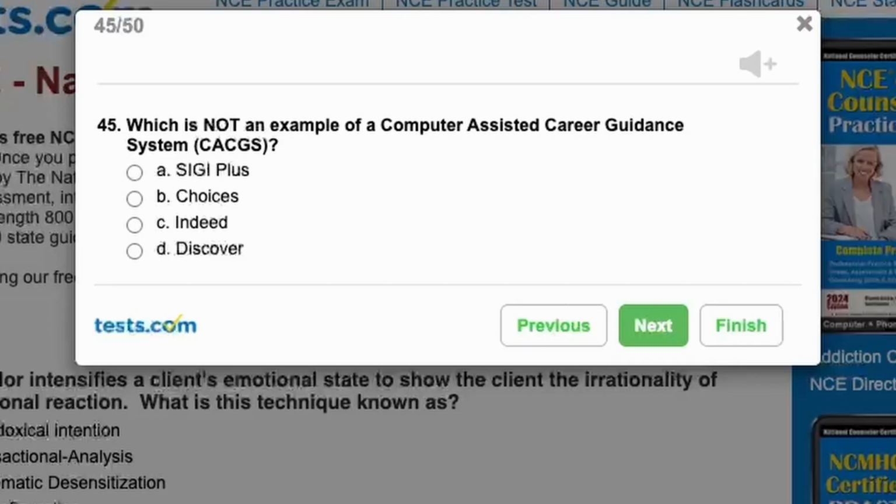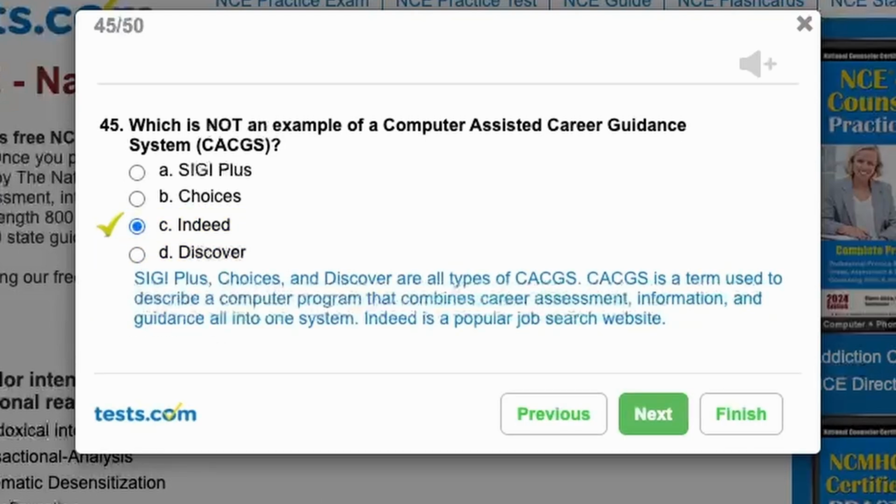Which is not an example of a computer-assisted career guidance system, or CACGS? A. Siggy Plus, B. Choices, C. Indeed, or D. Discover. C. Siggy Plus, Choices, and Discover are all types of CACGS. CACGS is a term used to describe a computer program that combines career assessment, information, and guidance all into one system. Indeed is a popular job search website.